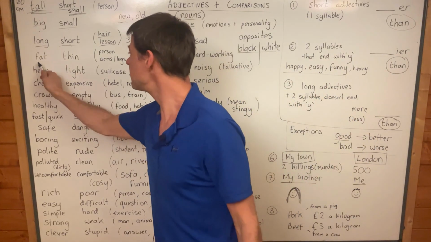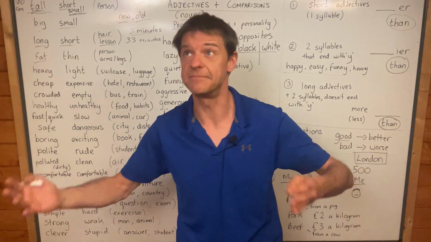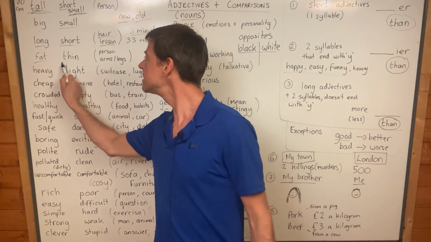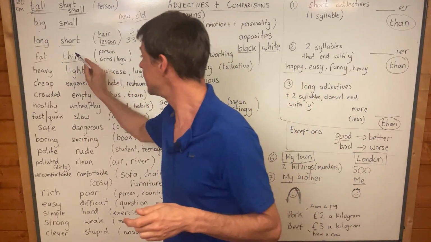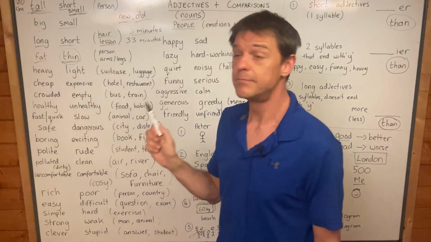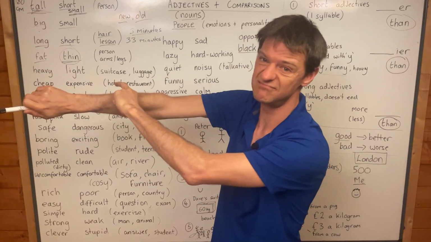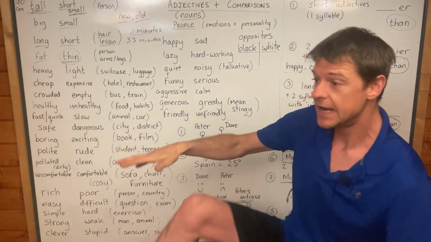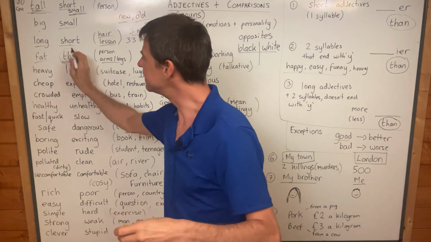Okay, we can talk about fat. A fat person. It means somebody who is maybe 300 kilograms, very fat. Or we can talk about a thin person. I am quite thin. Dave is quite thin. I'm not very fat. But you can say, I have thin arms. It's true. I have thin legs. So it's the opposite of fat.